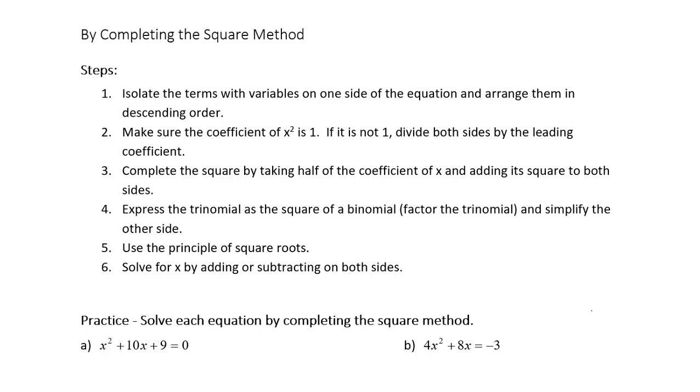Factor the trinomial, basically, and simplify the other side. 5. Use the principle of square roots to undo the square on the binomial. And 6. Solve for x by adding or subtracting on both sides. Let's give this a try.